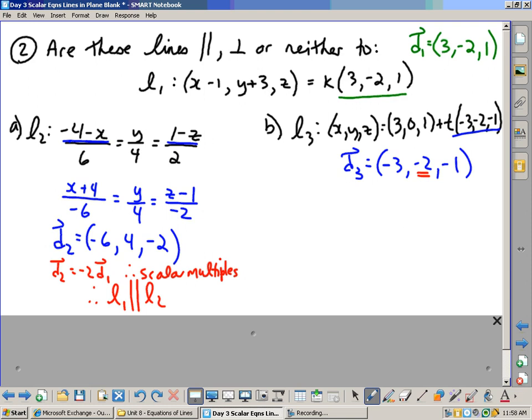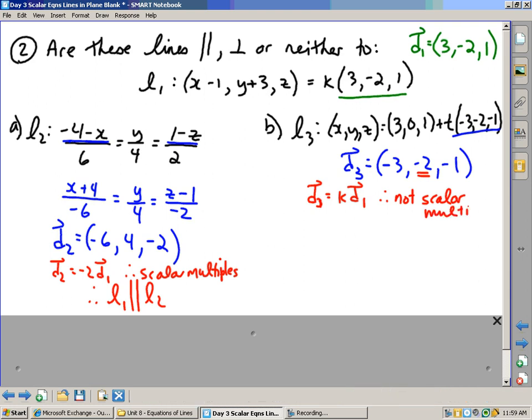And so that means that D1 and D3 are not scalar multiples. How can I write that? D3 is not a scalar multiple of D1, so it's not scalar multiples. Now, that doesn't mean that the answer is neither. It just means that it's not parallel.